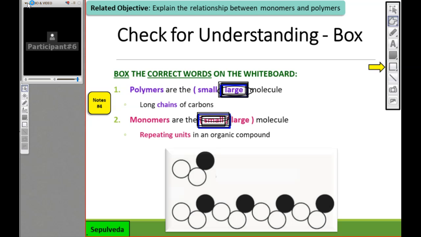So let me go ahead and go over these. Yeah, so polymers we just talked about. The prefix poly, right, means many, and that should help you remember that a polymer has many pieces, making it the large molecule. Excellent job on that. Let me go ahead and box that for us for our final answer.